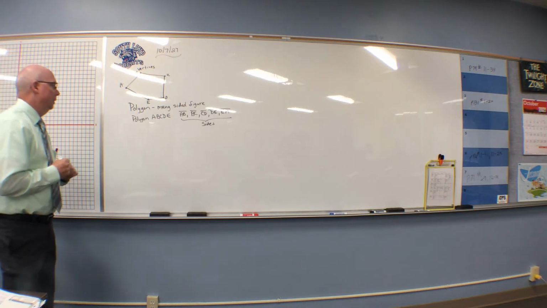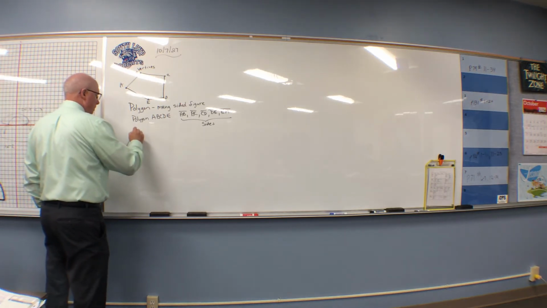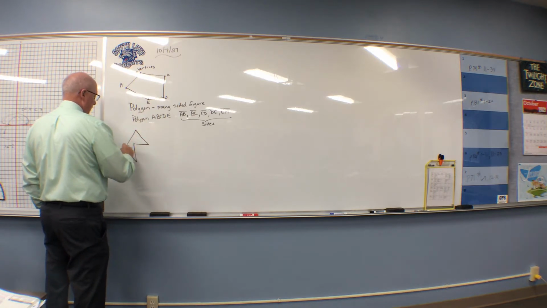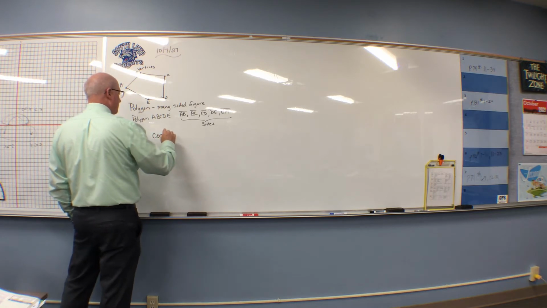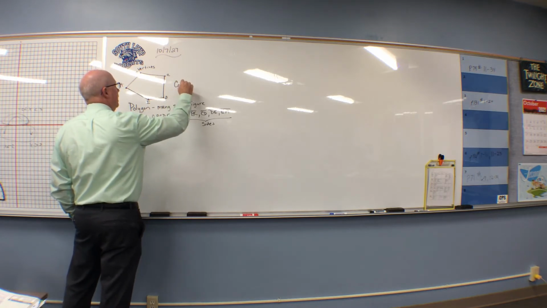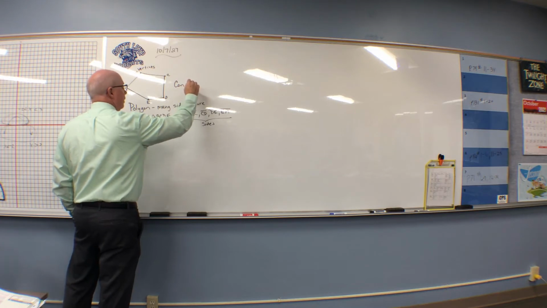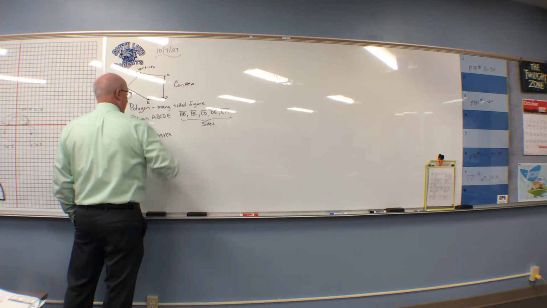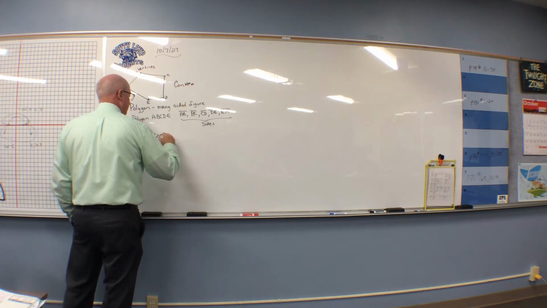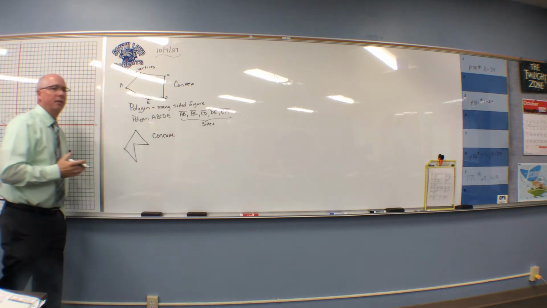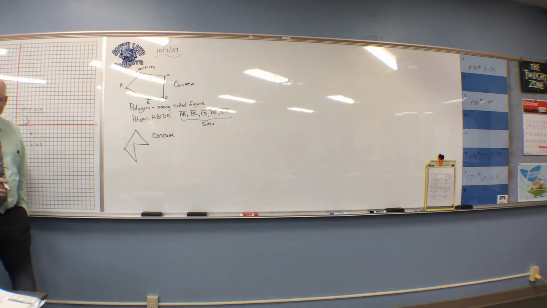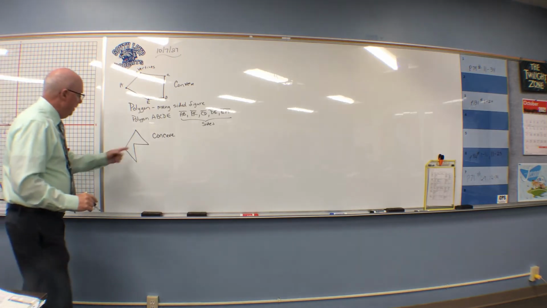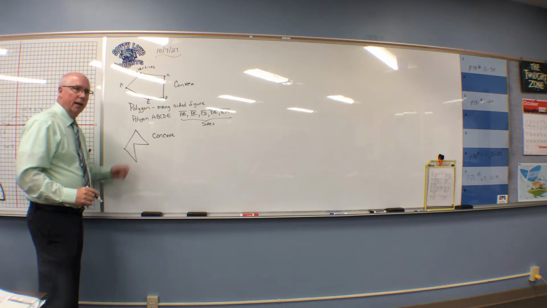Okay? So I want to talk about two kinds of polygons. This is a convex polygon, and this is a concave polygon. The way I figured it out is cave goes inside, right? So this would be concave because it has an inside thing.